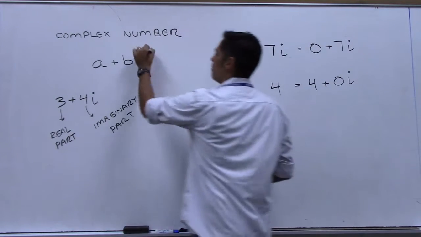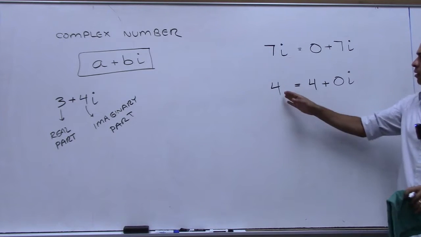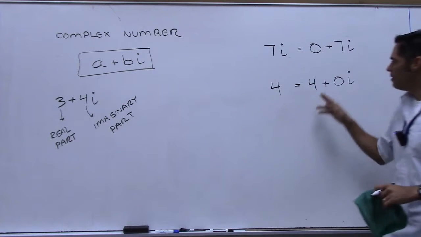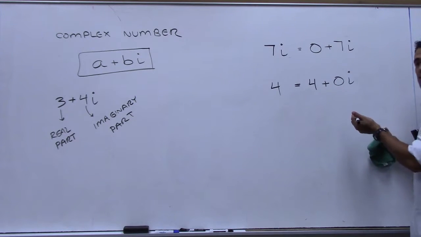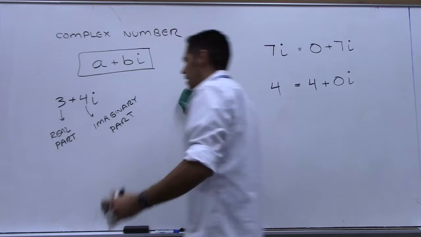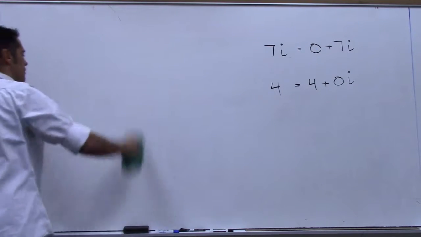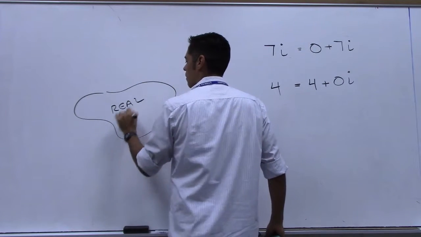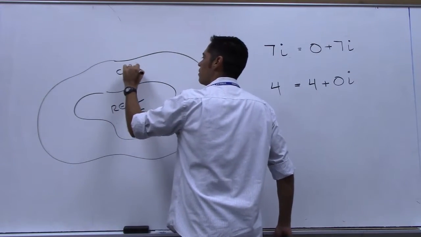To be a complex number, all you have to do is be able to be written in that form. So 4 equals 4 plus 0i is written in that form. The real part is 4, the imaginary part is 0. But that still qualifies as a complex number. So if you look at it this way, every number that you've ever learned is actually a complex number. If you look at all the real numbers, all of those real numbers belong to a bigger group of numbers called the complex numbers.